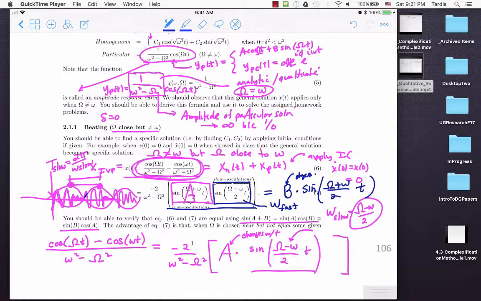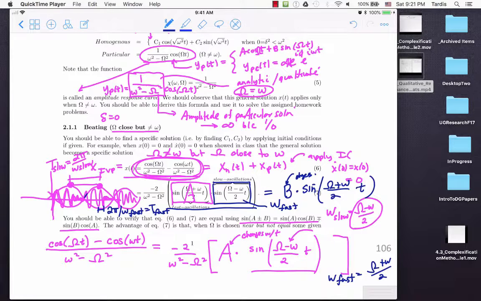packets and looking at the peak to peak time of the little quick oscillations, which is 2 pi divided by omega fast. That is the period of the fast oscillations. So omega fast is capital omega plus little omega over 2.